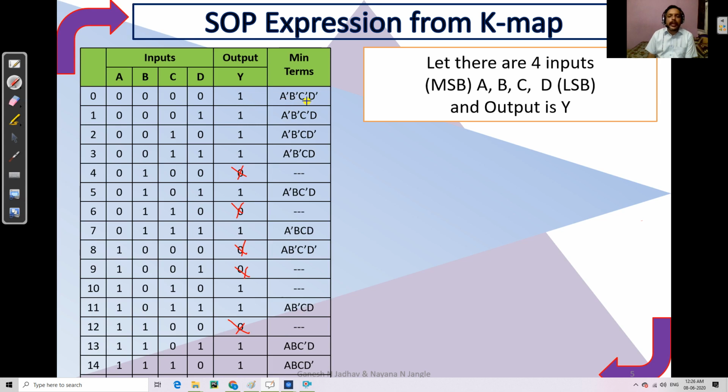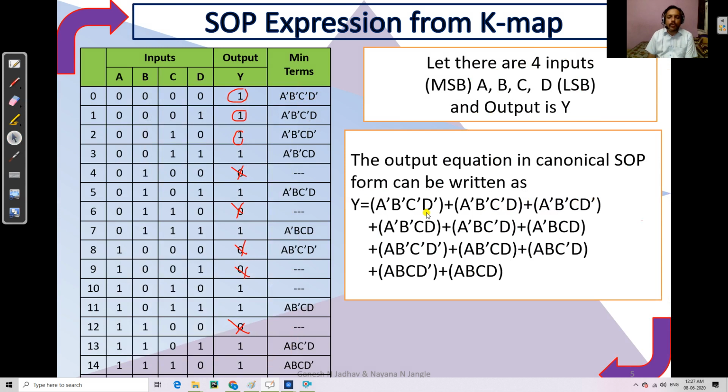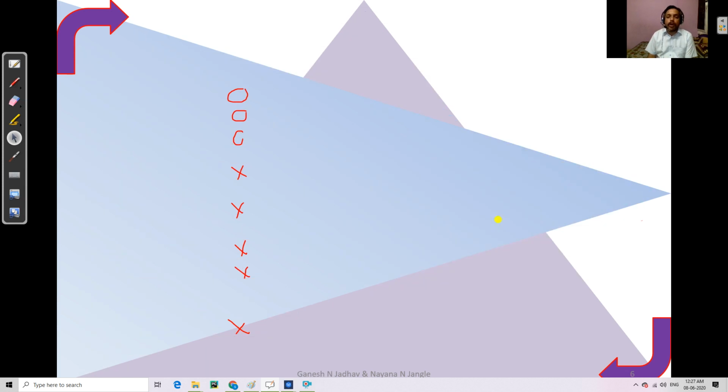So what is remaining? A dash, B dash, C dash. See how we can write down the min term for this: A dash B dash C dash D dash. The min term for this is A dash B dash C dash D. Likewise, I can write down the min terms for all. If I write the SOP expression in canonical form, it will require 11 terms, each with 4 inputs, and these must be ORed together. So the design will become complicated, and reduction using Boolean expressions is again more complicated.